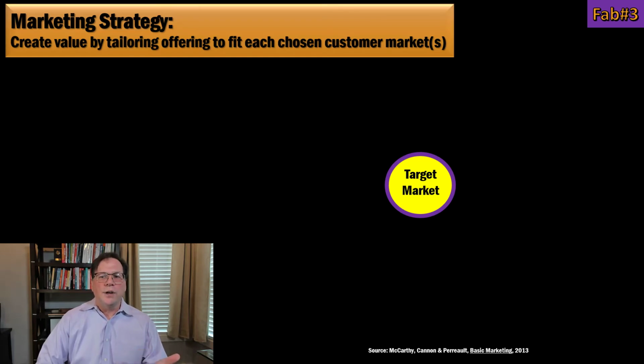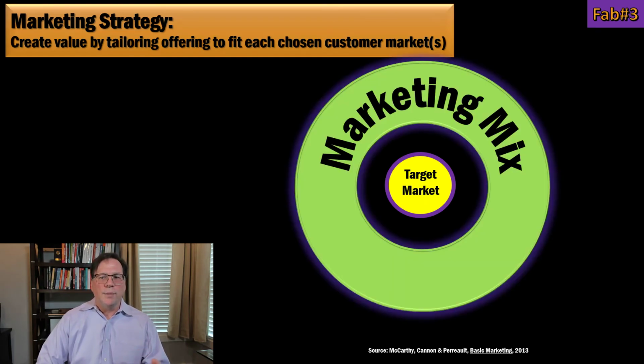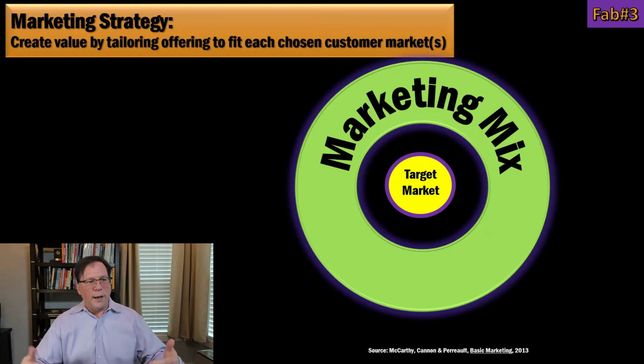So you've got the target market. This is basically a market of people you're trying to market to. You've got the marketing mix. That's basically anything and everything that you can change about your product. That's often represented by the 4Ps, a mnemonic to help us with what everything is that we might change about the offering.